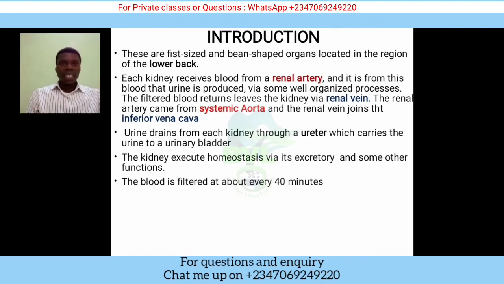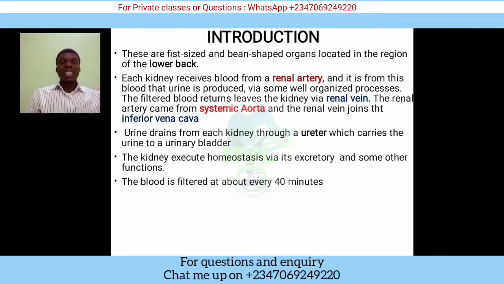All right, now each kidney receives blood from the renal artery. So the renal artery carries oxygenated blood to the kidney, and that renal artery takes its origin from the systemic aorta, while the blood leaves the kidney through the renal vein, and that renal vein joins the inferior vena cava.